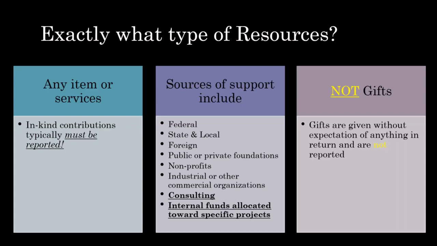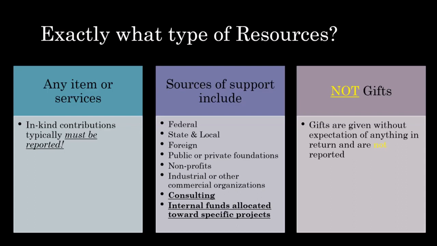But what does have to be reported? Well, any item or service must typically be reported. In-kind contributions now must typically be reported. And then in this middle section here, sources of support. Sources of support include, okay, so we're used to the first several bullet points. Most of us, it's very common to see federal, state, local, foreign, private, and nonprofit funding listed. The industrial or other commercial organizations, we really do need to list those.